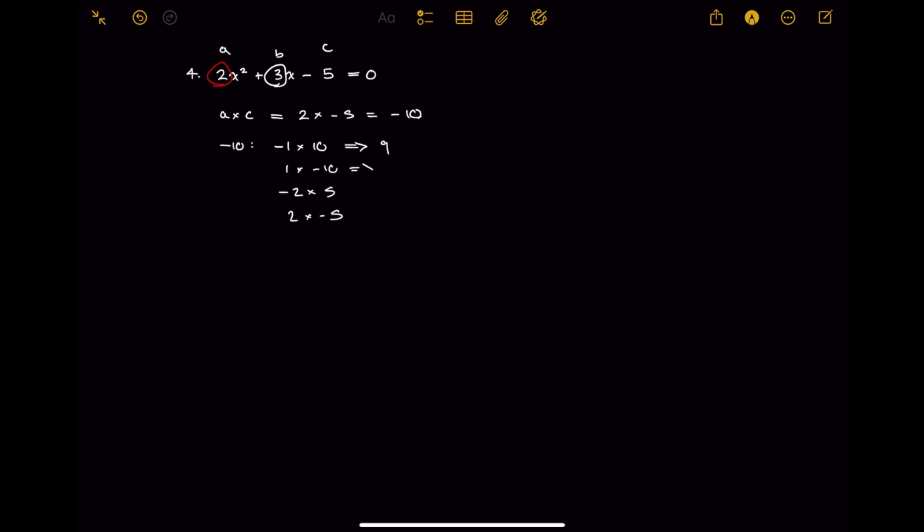Adding these together gives us 9. Adding these together gives us -9. Adding these together gives us 3, which does work, matches our b value. And adding these two together, -2 and 5, gives you 3, while the other gives you -3, which doesn't work. And these don't either. So therefore, this is our pair of numbers.